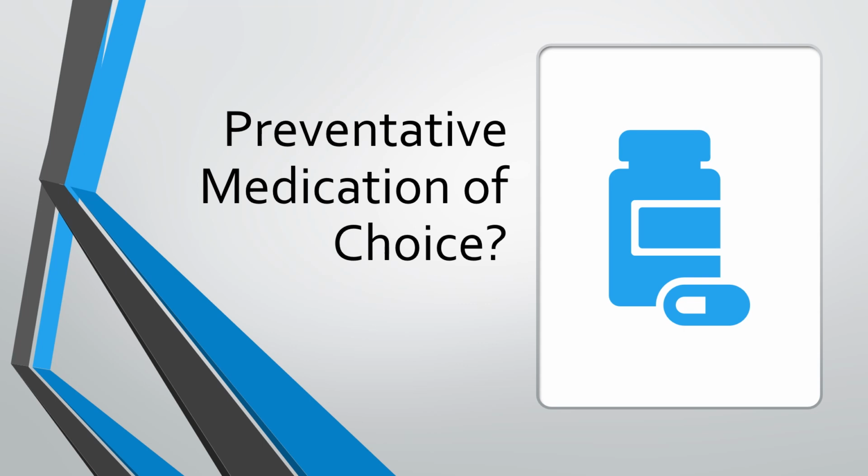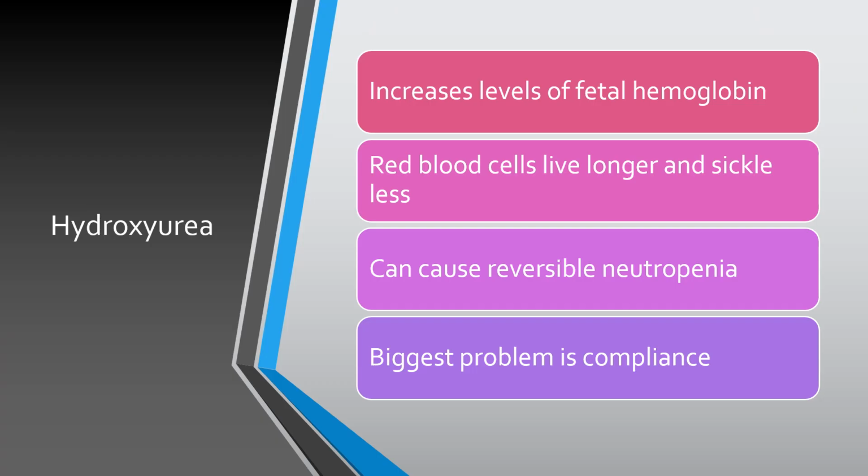There is a preventative medication of choice that these patients will be on regularly or daily, and that is hydroxyurea. So hydroxyurea is that medication they're going to take daily. It's going to increase the levels of fetal hemoglobin, which is our AA. That's the one we want. Our red blood cells live longer and they sickle less. It can cause reversible neutropenia. But the biggest problem with this is they have to take it every day. So compliance can be an issue.